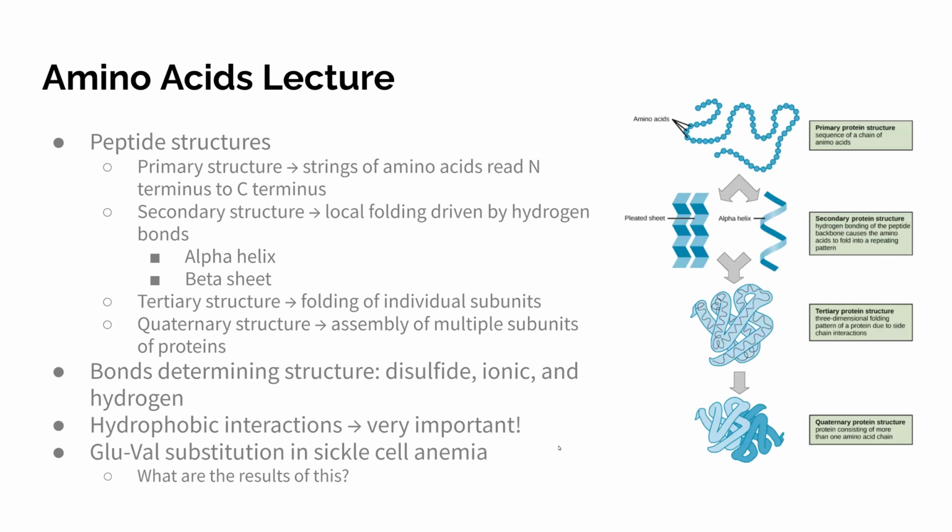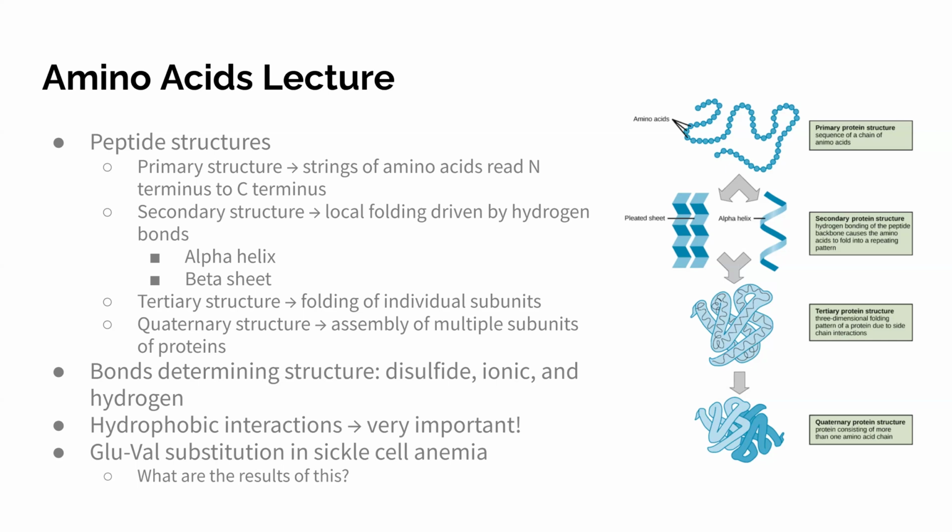Okay, and then from the lecture, again, we're really focusing on peptide structures here. It's really important for everyone to know the hierarchies of structure. You first have the primary structure, and that's just the string of amino acids, and you again read that from the N terminus to the C terminus. Then you have the secondary structure, those are the alpha helices and beta sheets, and that's driven by hydrogen bonds that cause local folding. Then you have the tertiary structure, which is the folding of individual subunits. And then you have the quaternary structure, which is the assembly of multiple subunits. So there will be multiple tertiary structures in a quaternary structure.